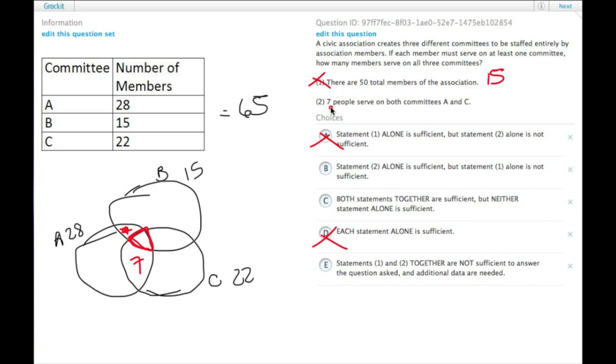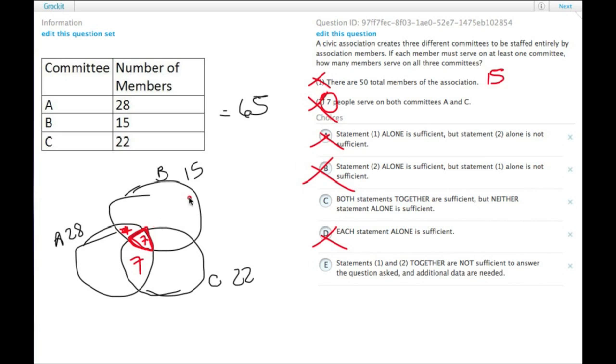All this tells us is that since everyone who serves on all 3 committees would be a person who serves on committees A and C, because they serve on all 3, the maximum number of people who serve on all 3 committees is 7. The minimum number is 0 because, again, this could be this number as opposed to this number. So without knowing how to differentiate between those on 2 committees versus 3, statement 2 is not sufficient. We can get rid of choice B.